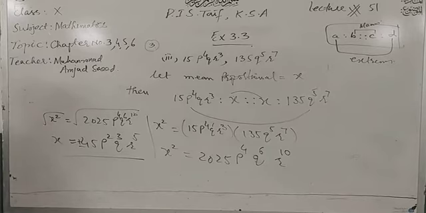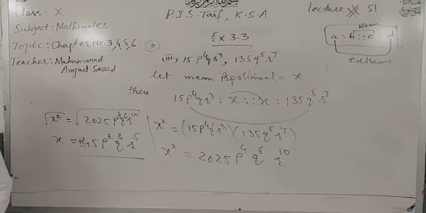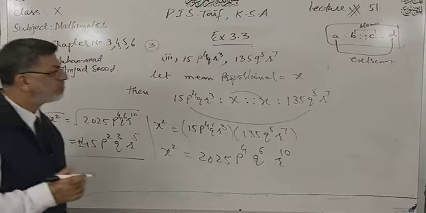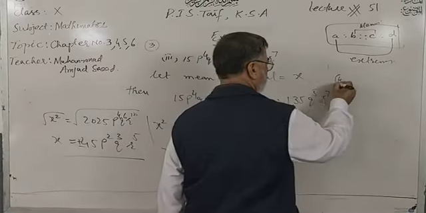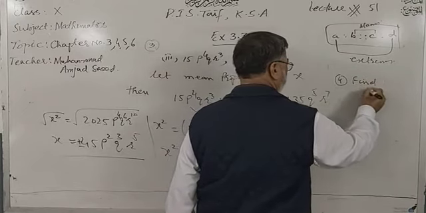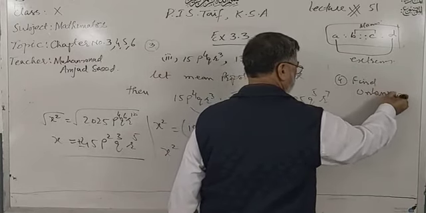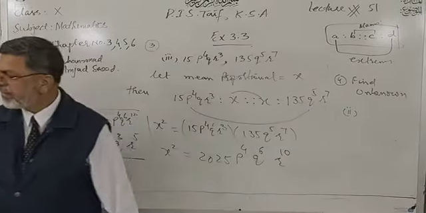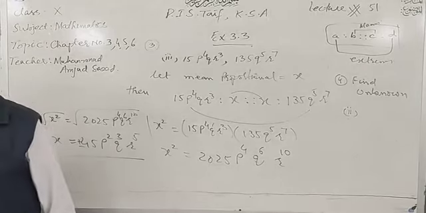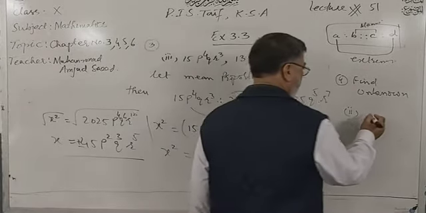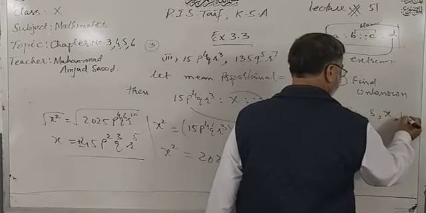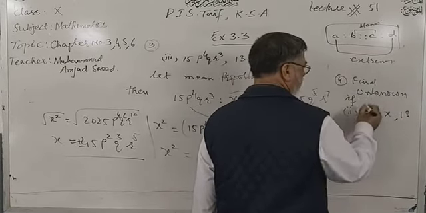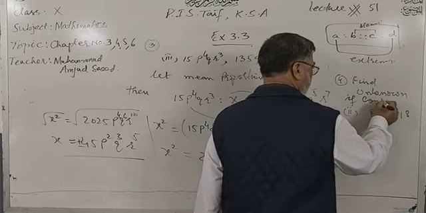And after that we have question number 4, part 2. What is question number 4? Find unknown. Part number 2: 8, x and 18, if they are in continued proportion.